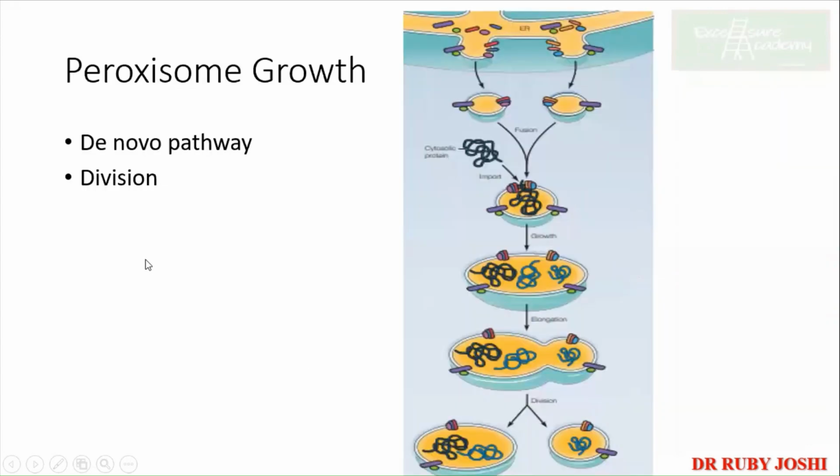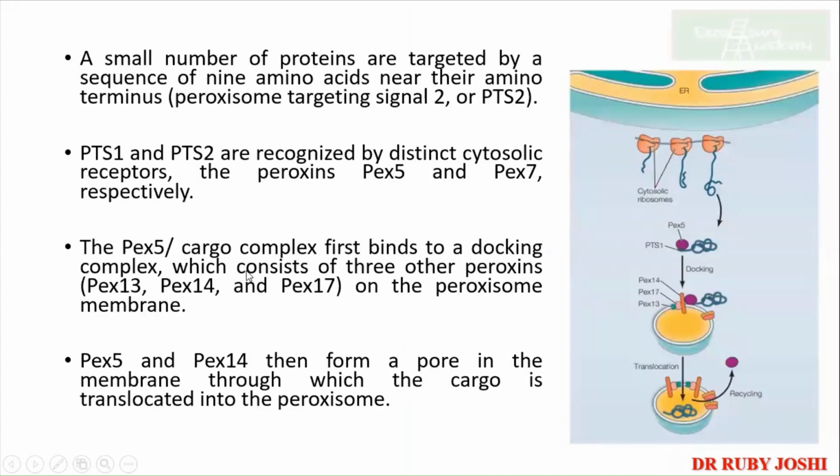The PEX5 and the cargo will go and bind to the peroxins, namely PEX14, 17 and 13, out of which PEX5 is going to interact with PEX14, which will result in membrane pore formation through which the protein can be taken inside. And PEX5 will be recycled. Did you get how the protein is being transported from the cytoplasm to the peroxisome?